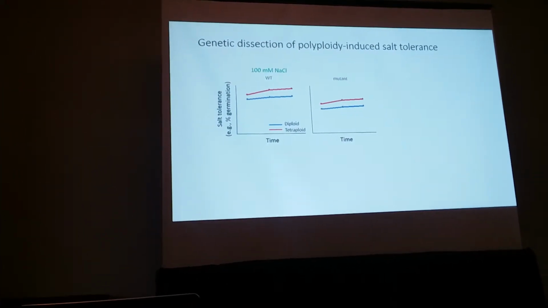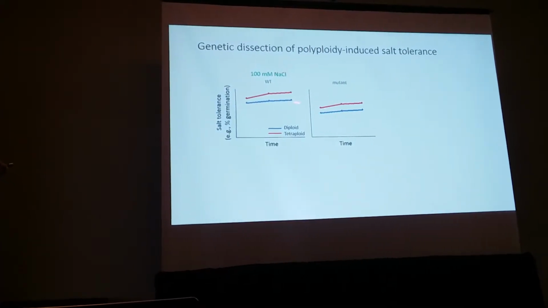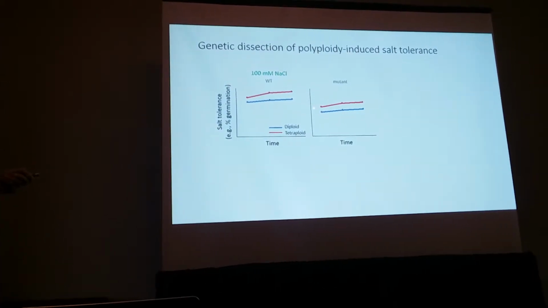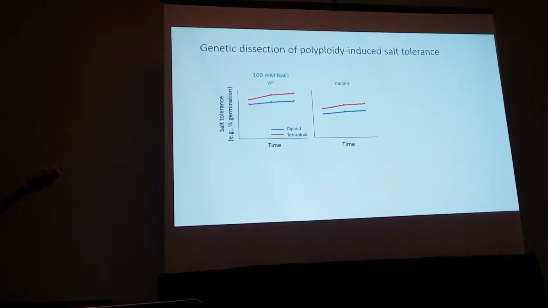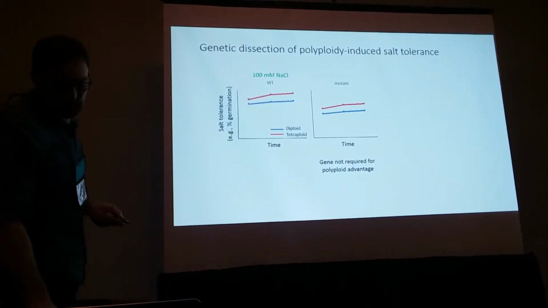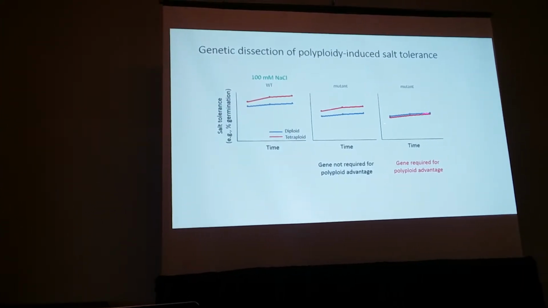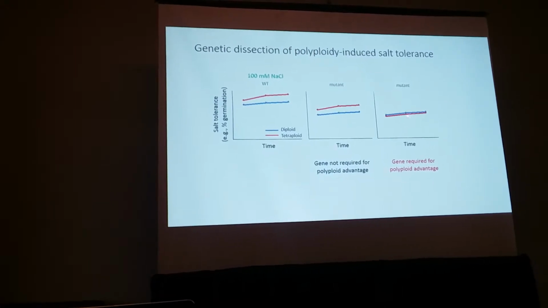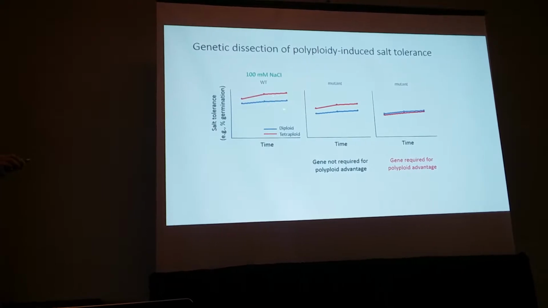And because the mutants are in genes known to be involved in salt tolerance, we expect there to be a decrease in tolerance relative to the wild type. But if within that mutant background the polyploid continues to show an advantage over the diploid, this suggests that the gene that was knocked out must not be essential for that polyploid phenotype. If, in contrast, we no longer see a difference between diploid and polyploid in the mutant background, this suggests that that gene was essential for this enhanced stress tolerance that we observe in the wild types.